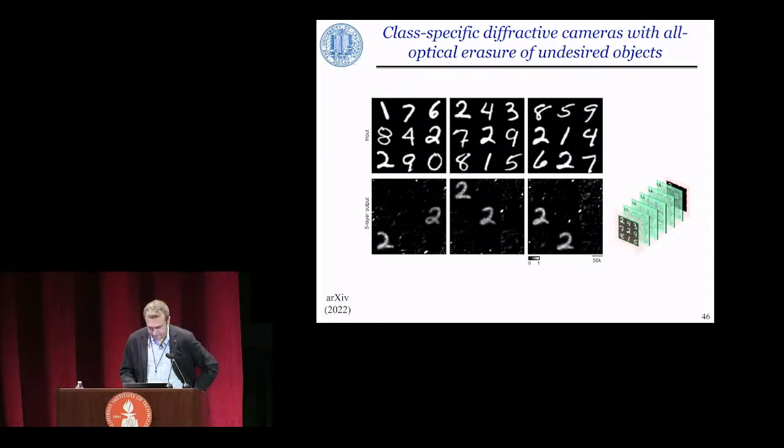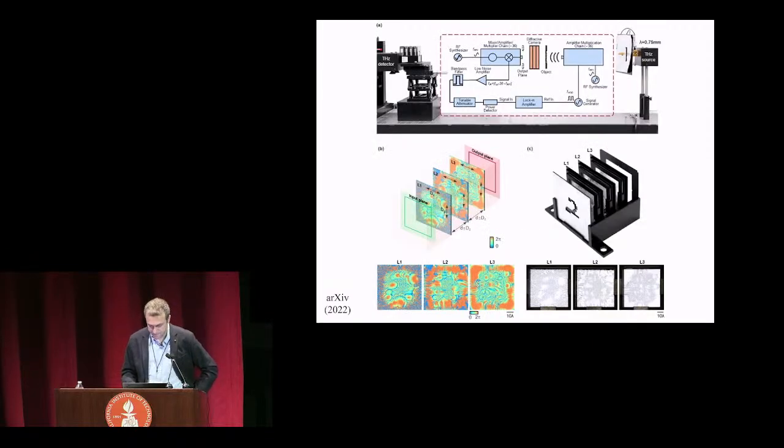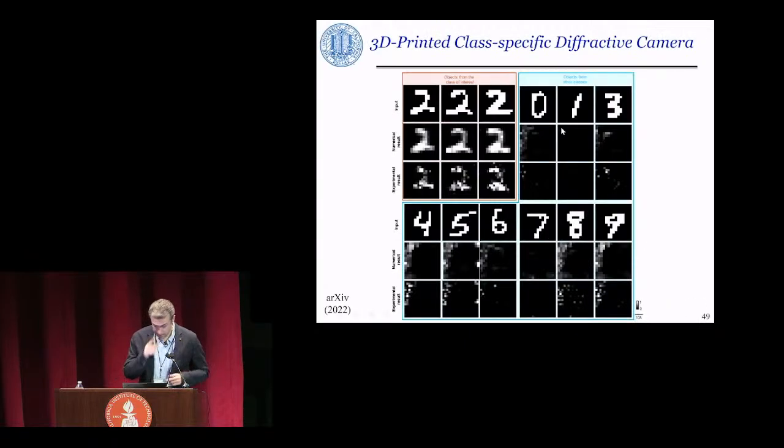You can do this over a larger field of view, as shown here. And the depth advantage is also coming back here, where if you look at the intensity rejection for other classes versus the target, you see an important boost, which means these might not even trigger the camera. So they might be just ignored because they're below a threshold, which means this camera starts only recording when the target object of interest is within your field of view. We used also a 3D printed system. These are the 3D printed layers of this 3D diffractive network that we assembled working in terahertz to show you that it actually is experimentally also nicely working. These are experimental results, and these are the other classes that are erased all optically from the output field of view.